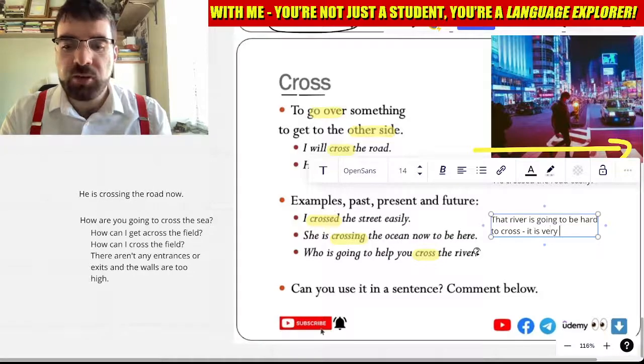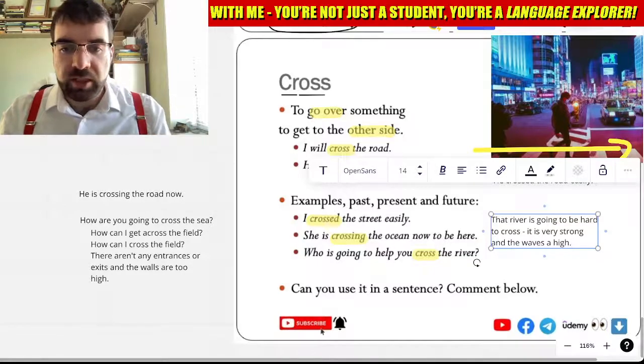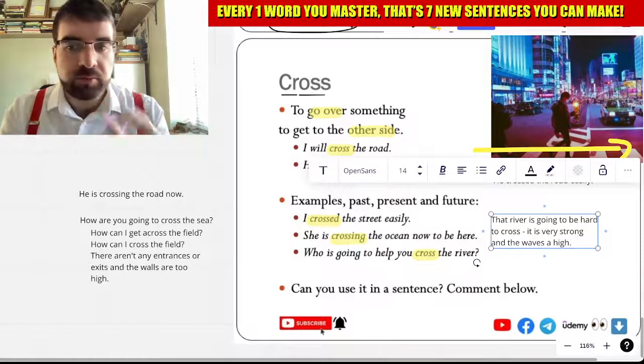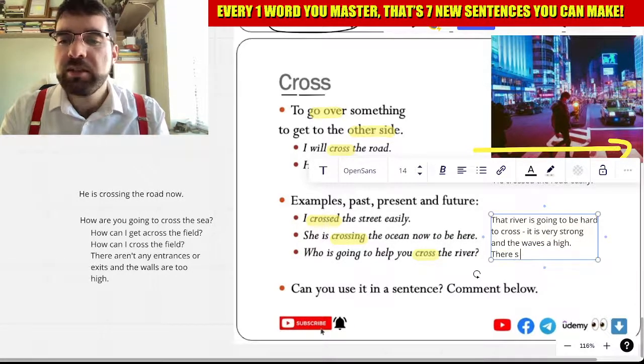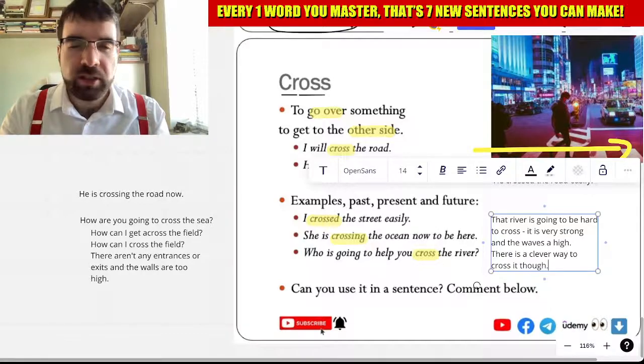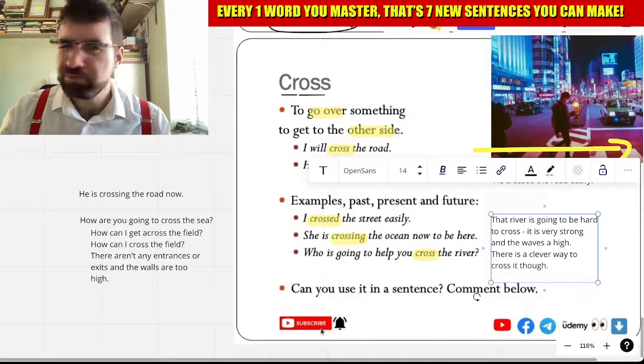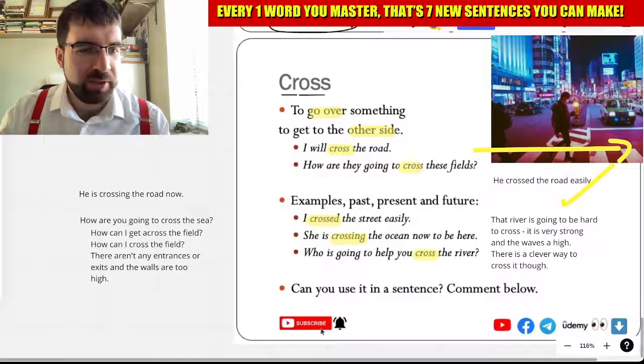It is very strong, and the waves are high. How can we cross the river? There is a clever way to cross it, though. Very good.